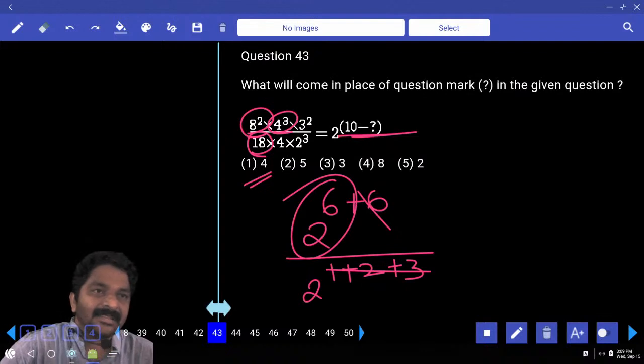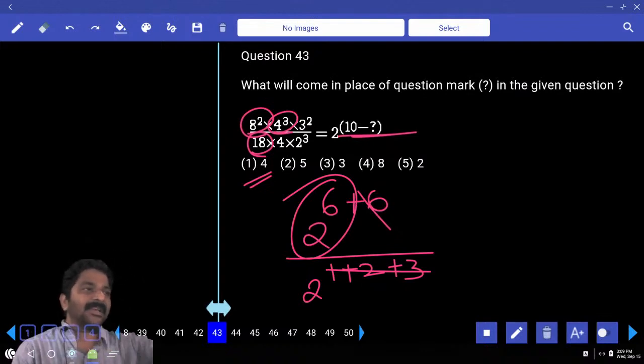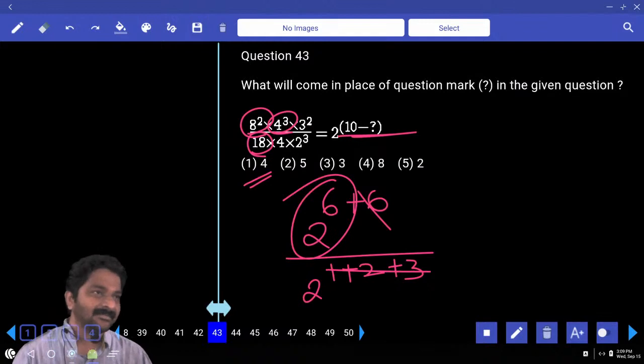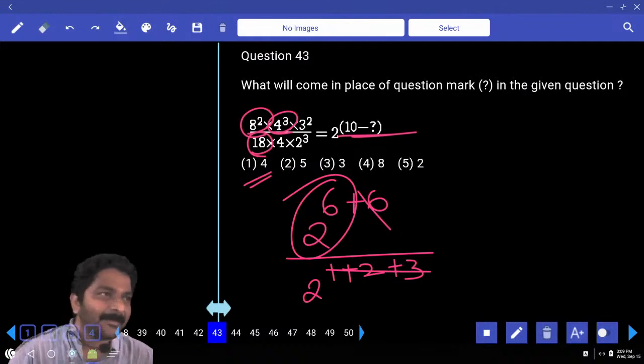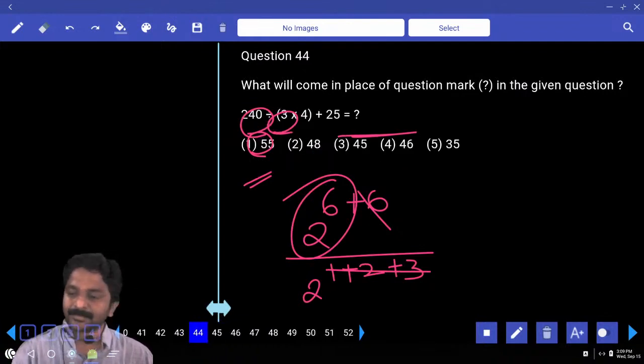Is this clear? Even if you consider other than 2 multiples, the same number will be there in numerator as well as denominator, that gets cancelled. Because that is not there in right hand side, you don't have to really concentrate on it. Understood? Chalo, next.